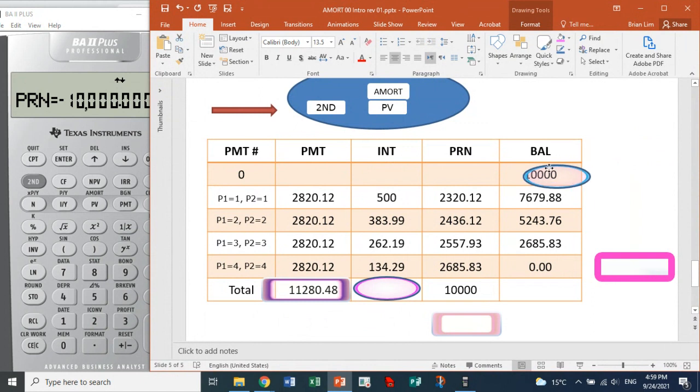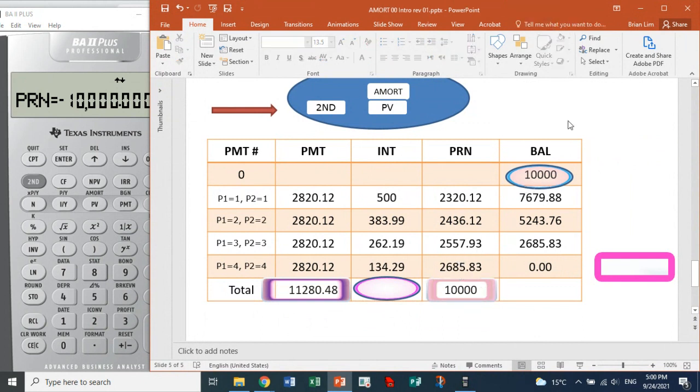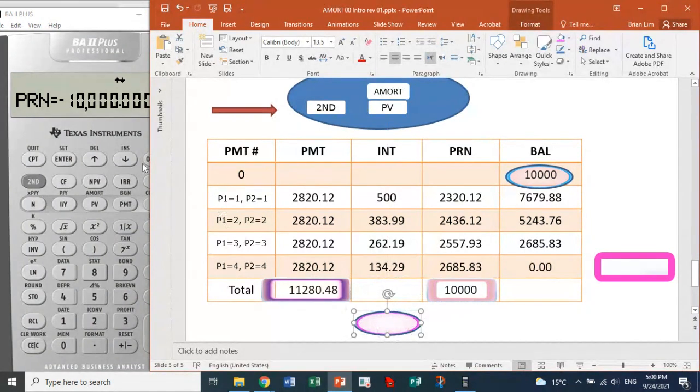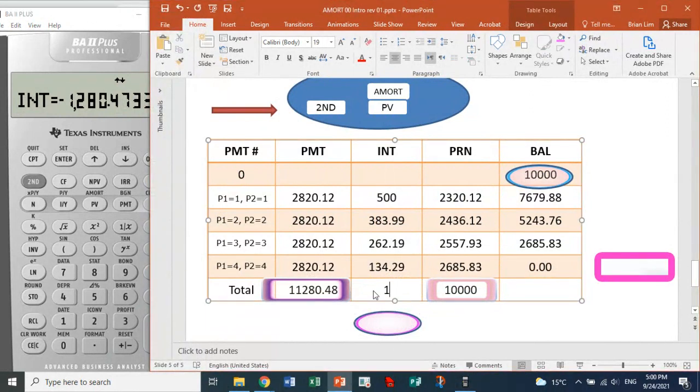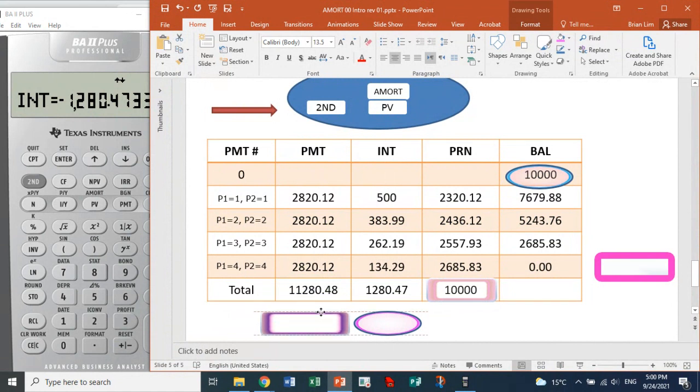You see this number up here and this number down here are the same, correct? These two right here, they have to be the same, because the debt is being paid off. Okay, how much interest? Well, let's see. The interest was 1280.47. So this number here, as you can see, it's a little bit off. It's off by 1 cent. 10,000 plus 1280.47, it's kind of 1 cent off.